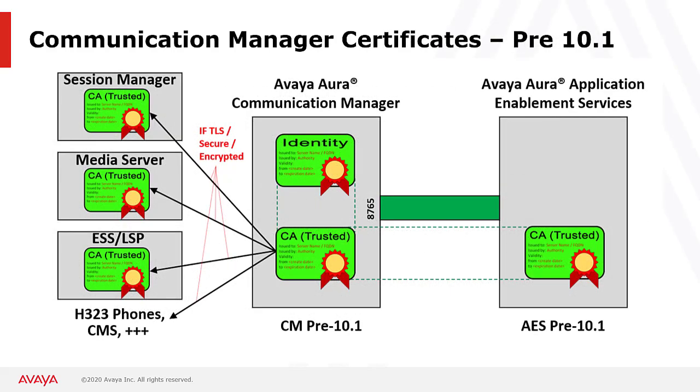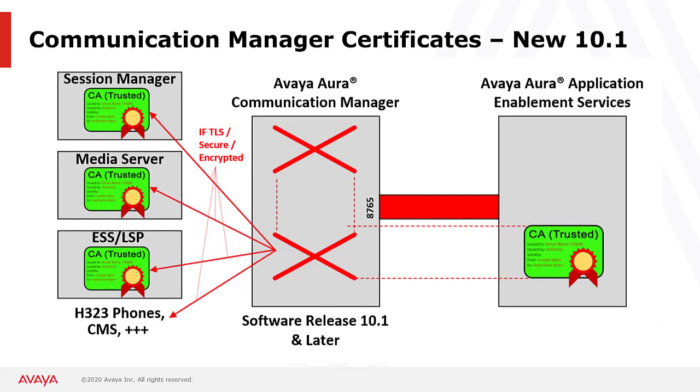Before jumping into the certificate creation, I'd like to give you a visual presentation of the change. In this slide, you can see the CM in the center with an AES to the right and various other components to the left. Prior to Avaya Aura 10.1, the majority of these applications would be able to negotiate a secure link with Communication Manager without any additional certificate-related work taking place.